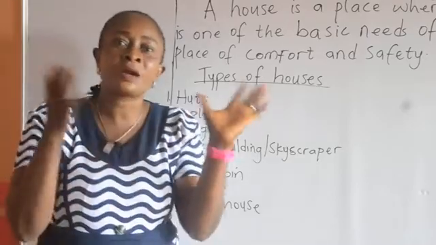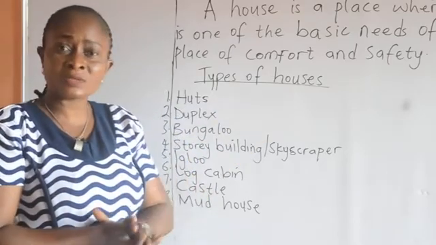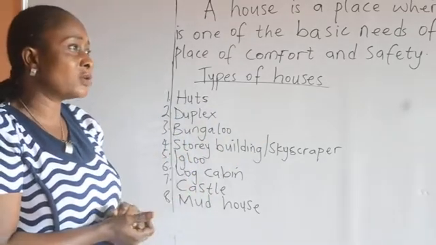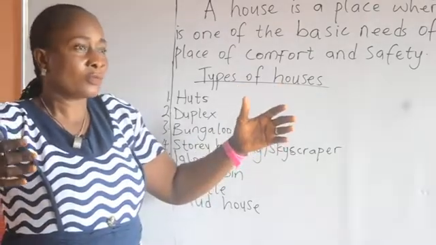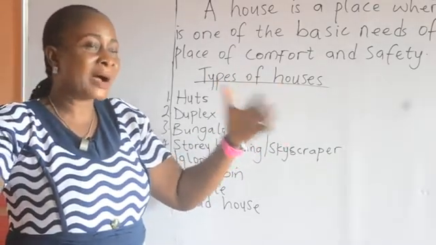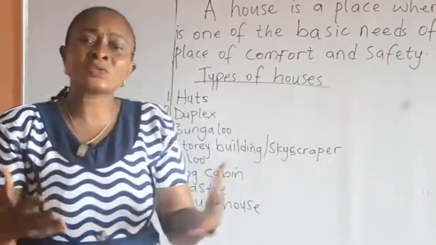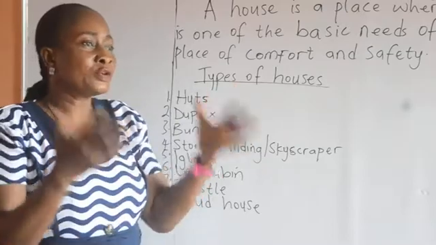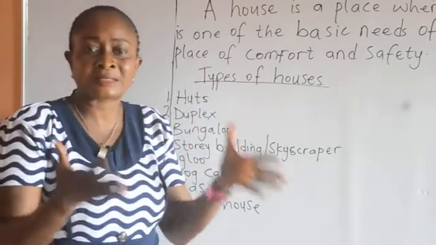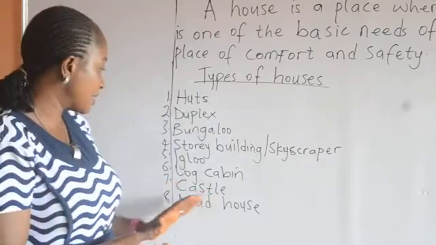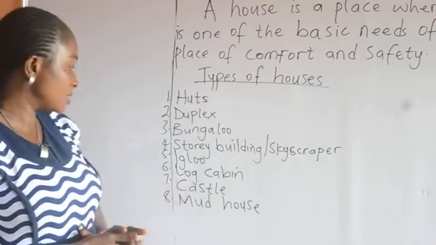Then we have castles. Wow, like in the stories you've read, like you've watched in some cartoons as well. Castles are usually found in the United Kingdom. It's a big house with different big apartments put together. Castles are usually buildings where you find royalties like kings and queens, princes and princesses. So that's a castle. It's a big house. It's a royal house.